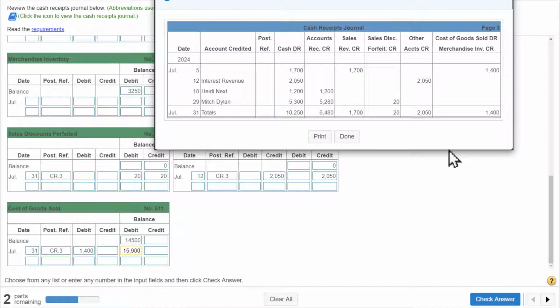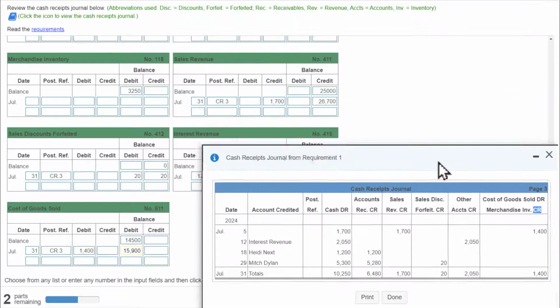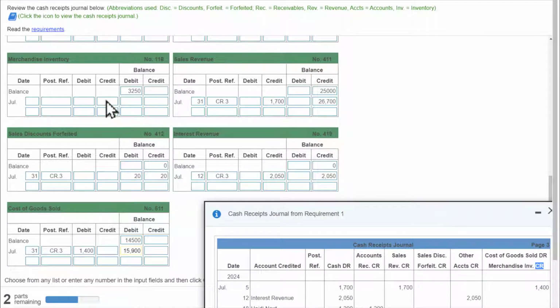Cost of goods sold. And then finally, we got $1,400 being posted as a credit to inventory. So inventory is going down. That's at the end of the month. Cash receipts, page 3. So $3,250, we subtract 1,400. What do we get? $1,850.